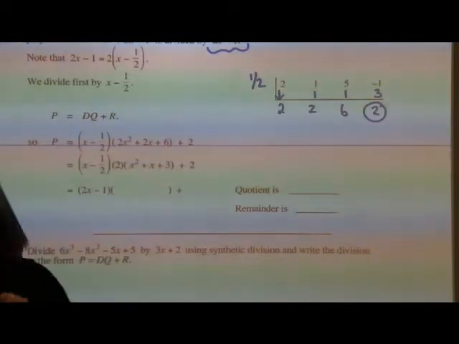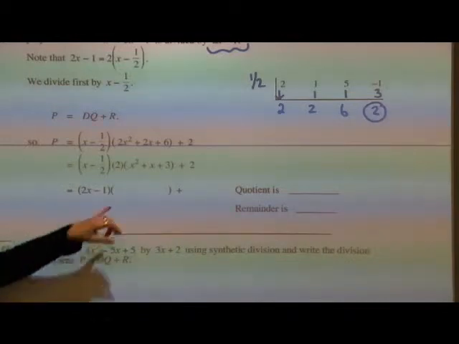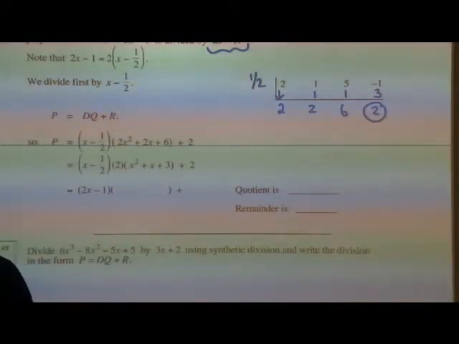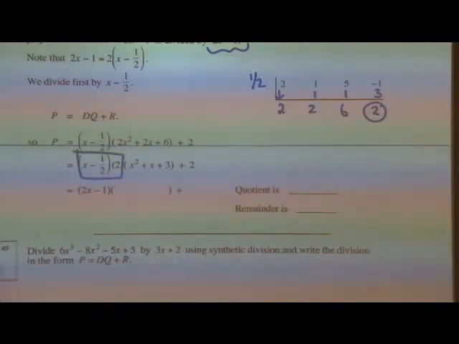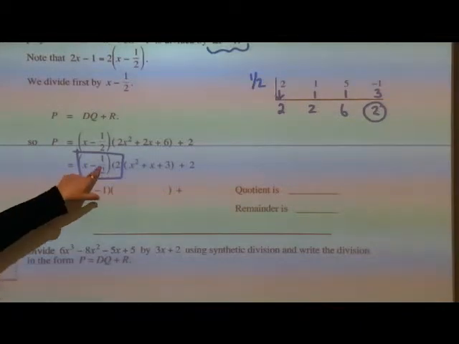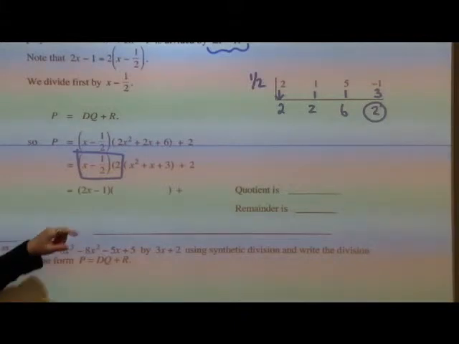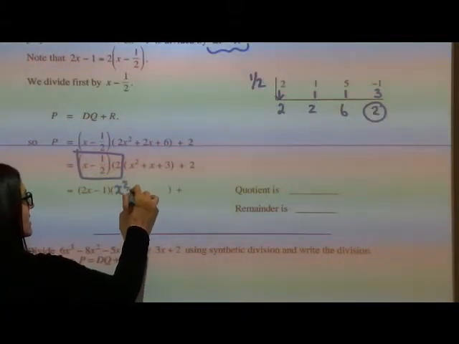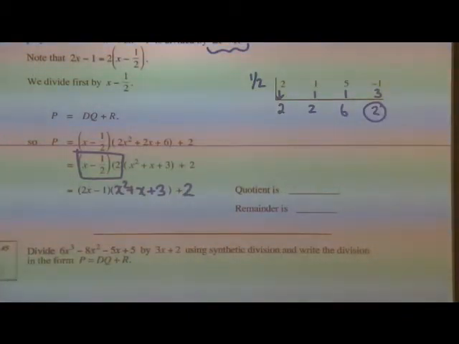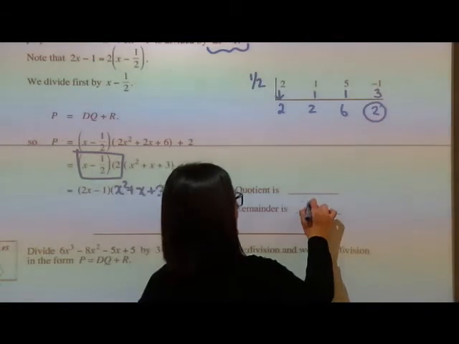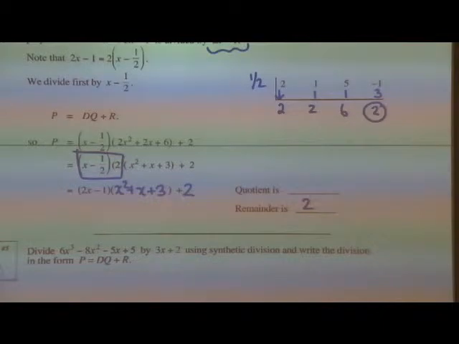If you notice, I can divide everything in my quotient by 2. So I divide everything by 2, and now I'm left with x squared plus x plus 3. And when I multiply the 2 by the x minus 1/2, I get back to the 2x minus 1 that I started off with. Then I still have the x squared plus x plus 3 and the 2. So the remainder does not change, but the quotient does undergo a little bit of simplification.